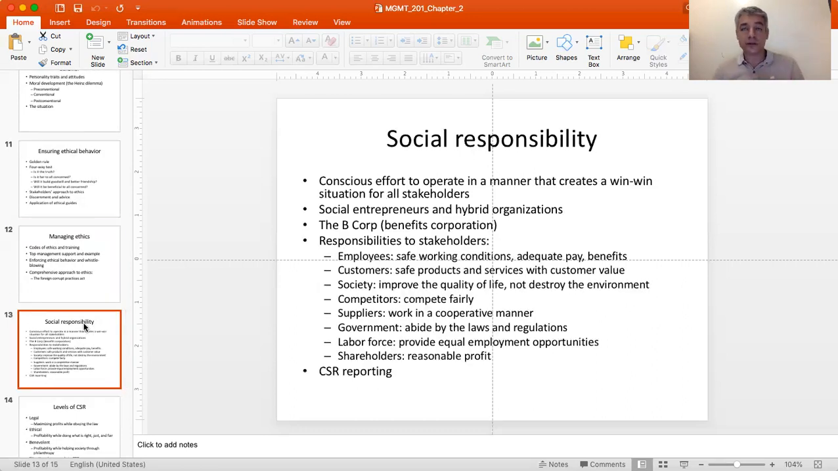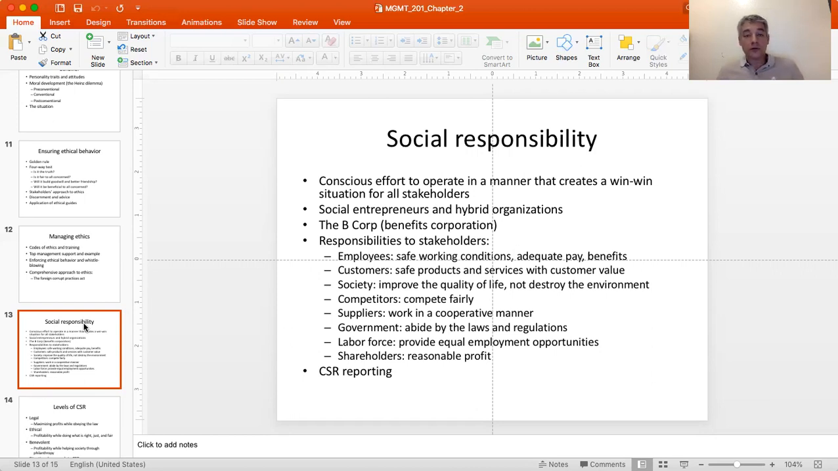Ethical considerations aside, there is also this notion of social responsibility, which basically says that there are all those parties that as a company you are responsible to, right? So the stakeholders, employees, you have to provide them with safe working conditions, adequate pay, benefits. For customers, you have to give them safe products, quality products. For the society, you have to improve the quality of life and not destroy the environment that we're going to give to our children and children's children.